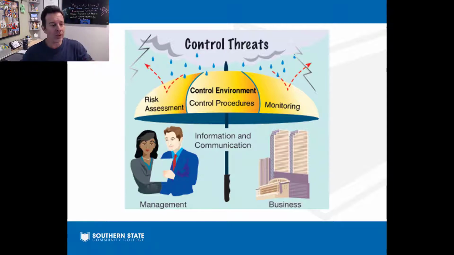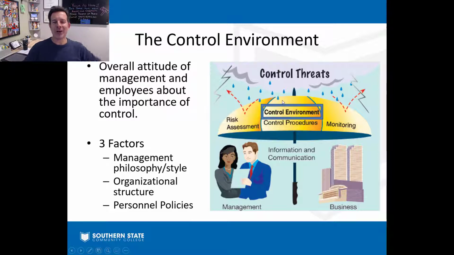And you can see our control umbrella is made up of the control environment, the procedures, the risk assessment, the monitoring, and it's keeping management and business dry from all of those threats just bouncing right off of our control system there. And there's also the information and communication element. Notice that it's kind of running down here, informing the management and business as to what's going on in the control system. So you can kind of visualize internal controls that way. Isn't that great? I keep that graphic on every slide just to hope that it hammers home for you.